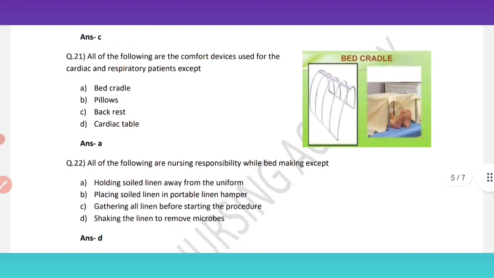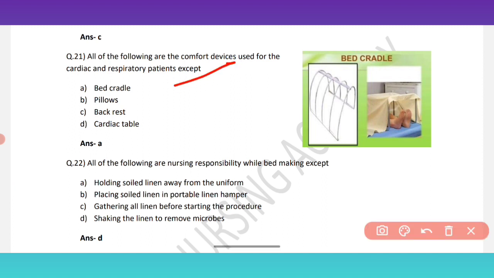Question number 21. All of the following are comfort devices used for the cardiac and respiratory patient except. This is also an except question. Fine. So what is the key point you have to look into in the question? The keywords are comfort devices used for cardiac and respiratory patient. So what are all the comfort devices we will use for cardiac and respiratory patients?